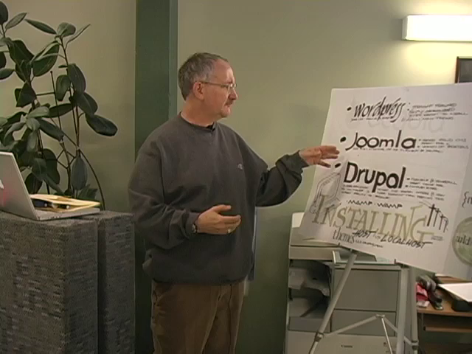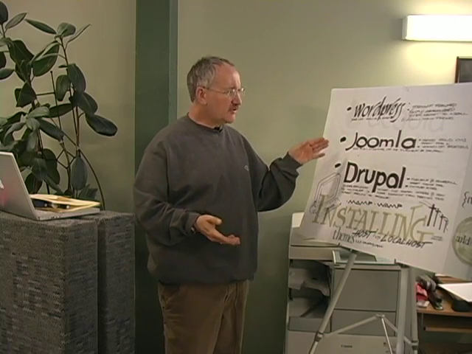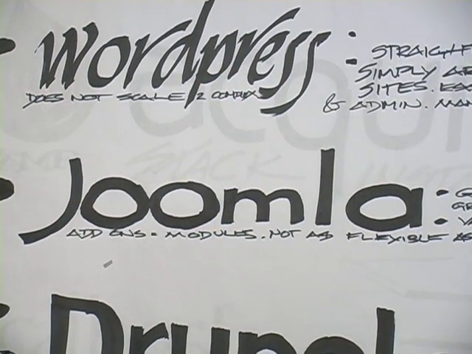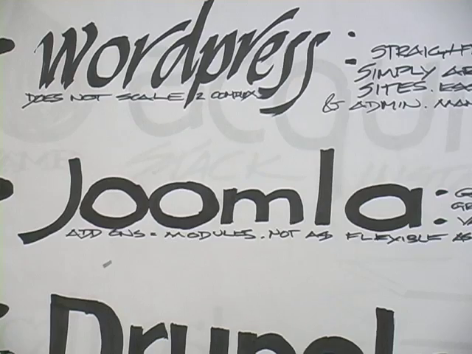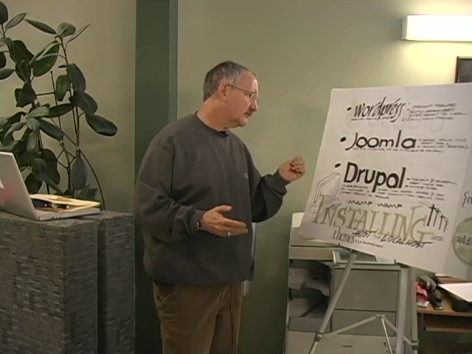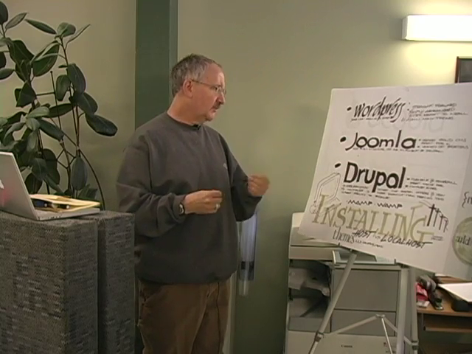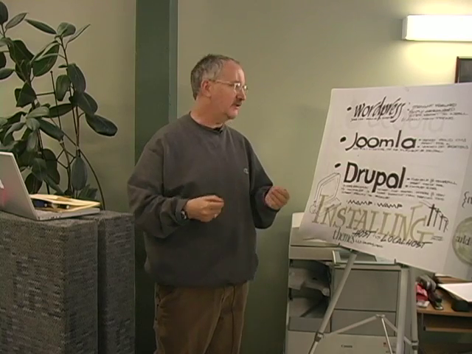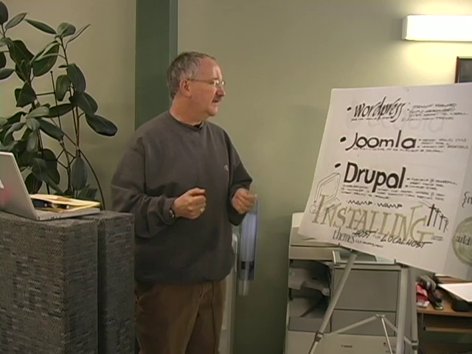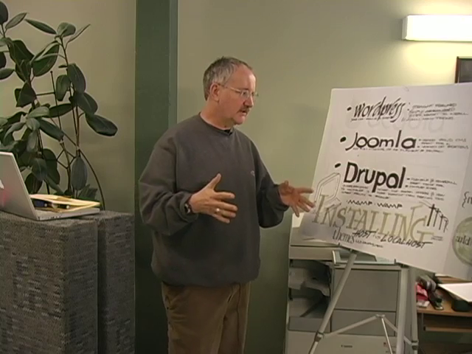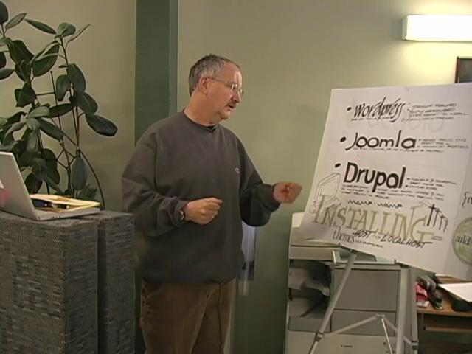So the next one is Joomla, and the learning curve on this is a little bit steeper. It's a good, solid content management system. It's good for a variety of situations. It has add-ons, and what the add-ons do is they create different types of functionality or interactivity. It's not quite as flexible as Drupal, and it doesn't scale as well as Drupal does.